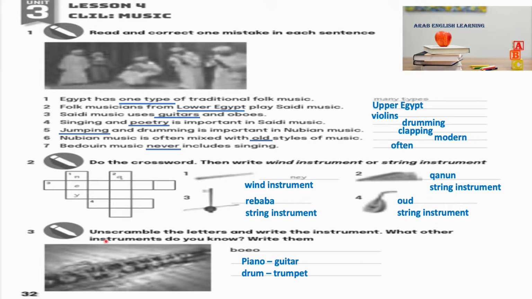Exercise 3, you will unscramble the letters and write the instrument. What other instruments do you know? Write them here. So this instrument is called oboe. It's a wind instrument too. Okay? And other instruments I know for myself are piano, guitar, drum, and trumpet. What about you? What other instruments do you know? You can change them, write whatever you want.